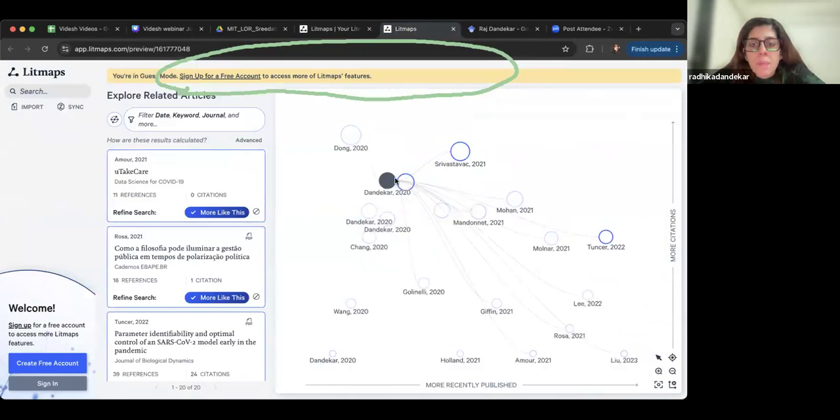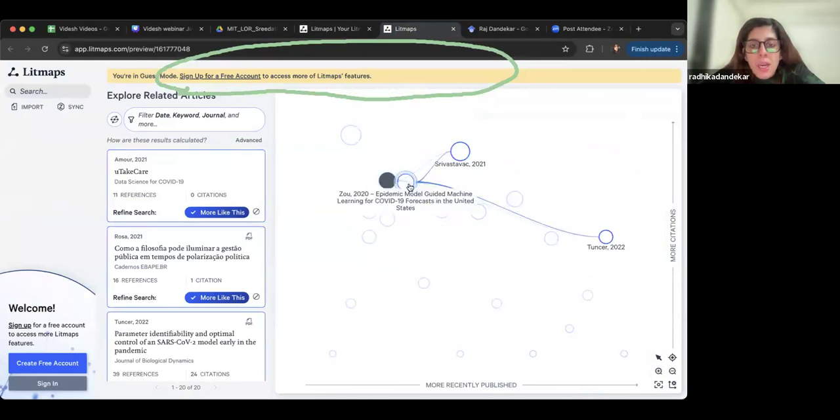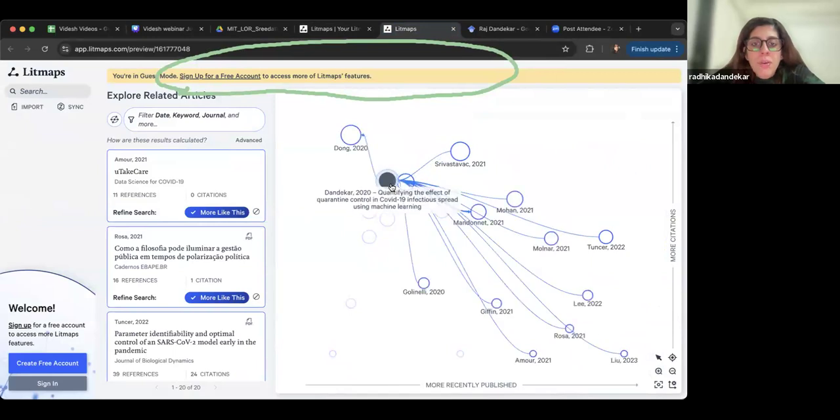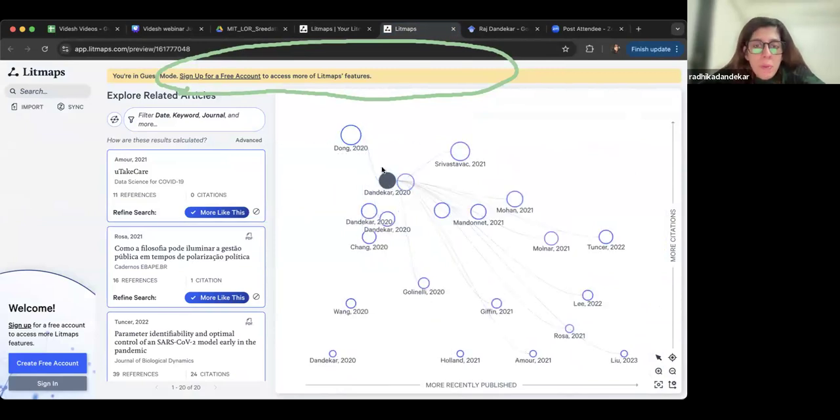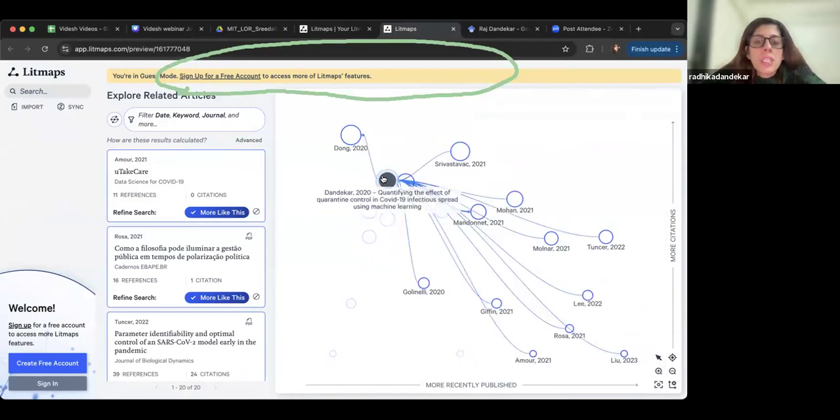Now, this is the paper that Dr. Raj wrote, and on the left you can see the papers that Dr. Raj has used in his paper or has cited in his paper, and on the right are all the papers that have cited Dr. Raj's paper. So this will help you a lot in your literature study.